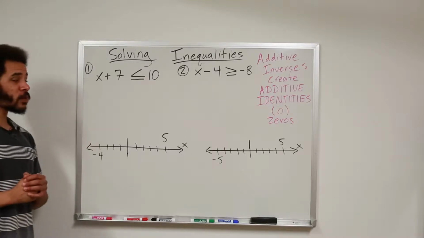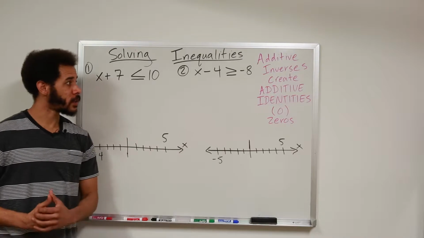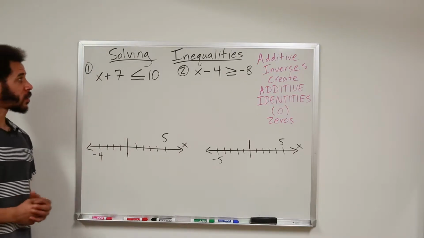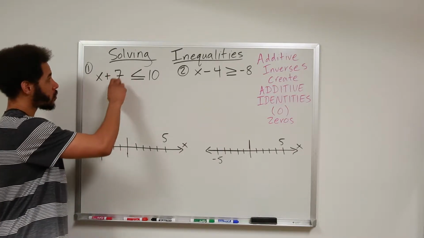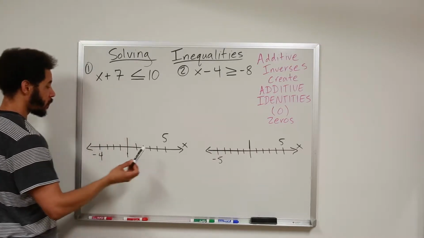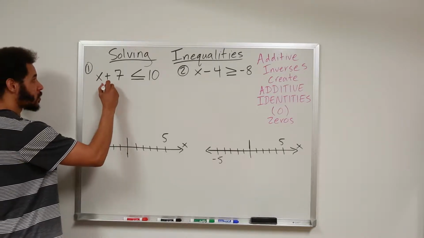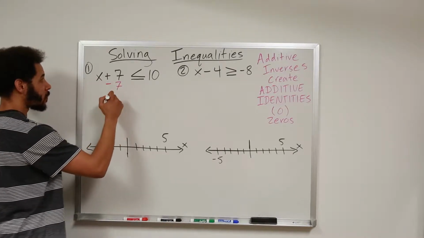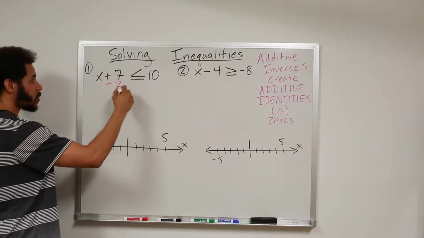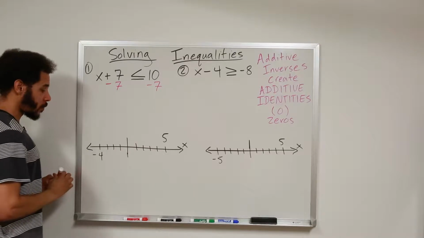So if you checked out our one-step equations playlist, you're very familiar with this inverse operation, the additive inverse. We use opposites to create zeros to allow us to isolate a variable. In this case, we want to isolate the variable x. So what we're going to do is use -7, or subtraction of 7, which is the opposite of +7, to make a 0. We're going to do the same thing on the other side of our inequality here.